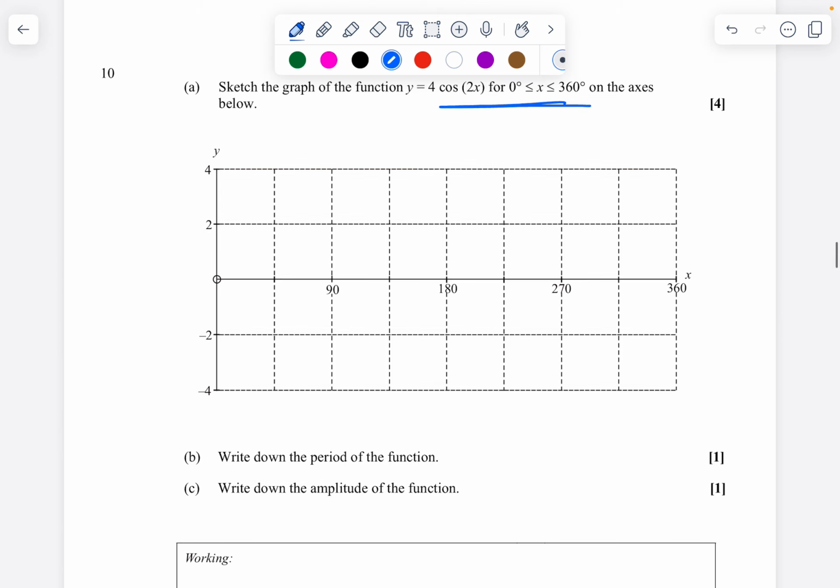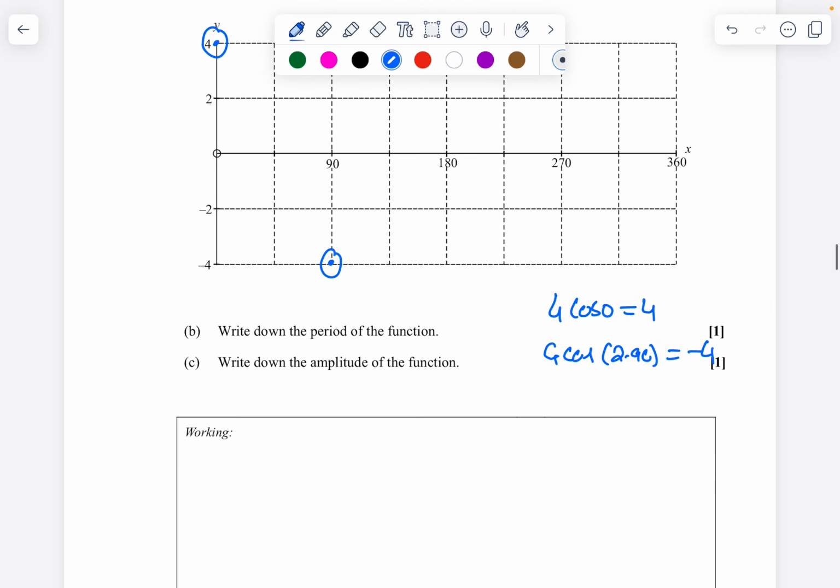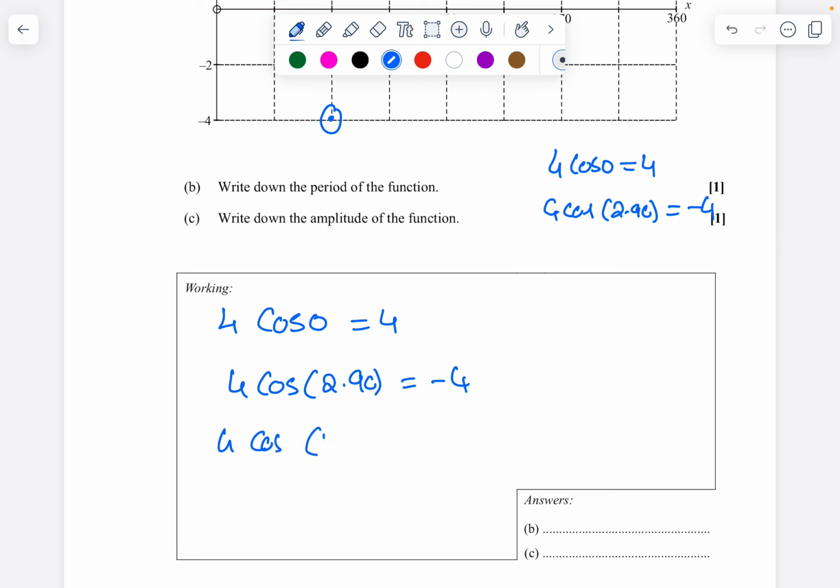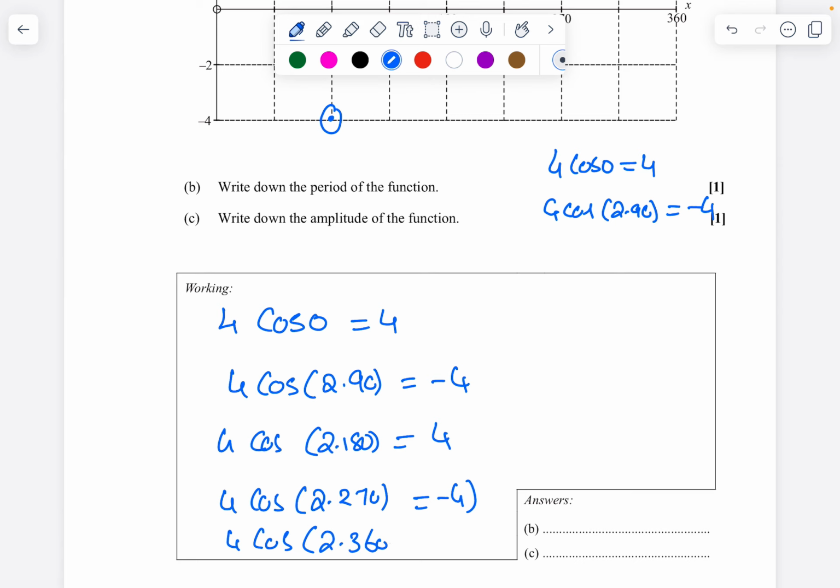Also substitute x equals 0, you'll be getting 4. Substitute x equals 90, I'm talking about 4 cos 0 gives you 4. Then 4 cos of 2 times 90 should be giving you negative 4 from the calculator. Then 4 cos of 2 times 180, use the calculator, you get again positive 4. 4 cos of 2 times 270 gives you negative 4. And 4 cos of 2 times 360 gives you positive 4.